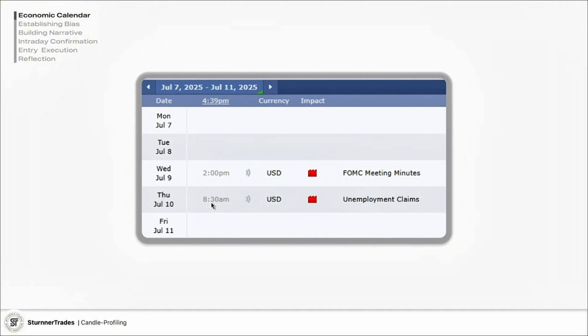Basically, we've got a clean slate this week. Outside of FOMC and unemployment numbers, there is no major risk to my trades, and I can confidently approach the week knowing that from Monday to Friday, I've got decent conditions for execution.